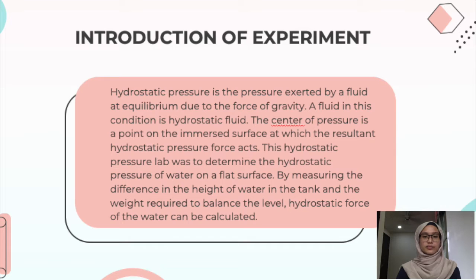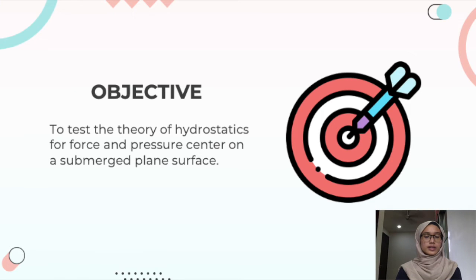As for the center of pressure, it is a point on the immersed surface where the resultant hydrostatic pressure force acts. This lab was to determine the hydrostatic pressure of water on a flat surface, with the measurements of difference in the height of water in the tank and the weight required to balance the level. The calculation on hydrostatic force of the water can be done. The objective is to test the theory of hydrostatics for force and pressure center on a submerged plane surface.